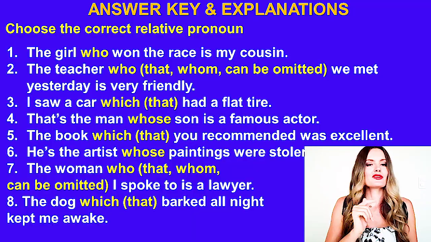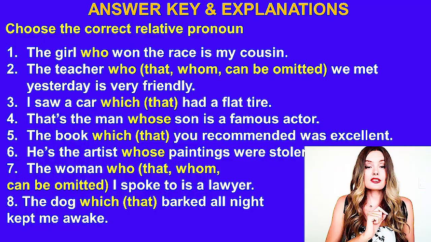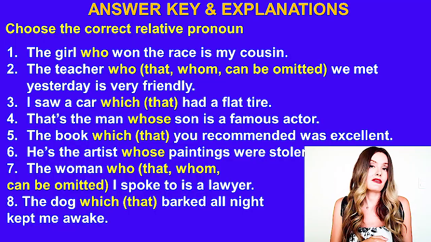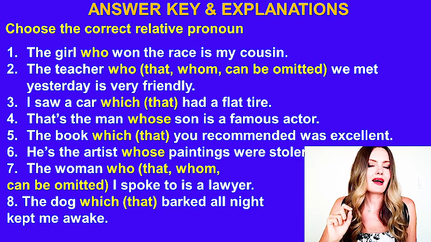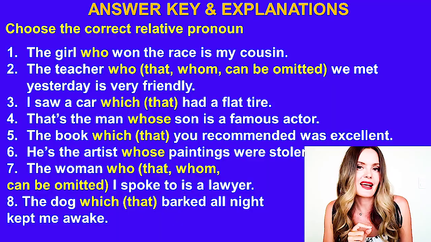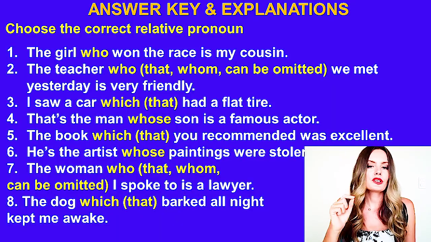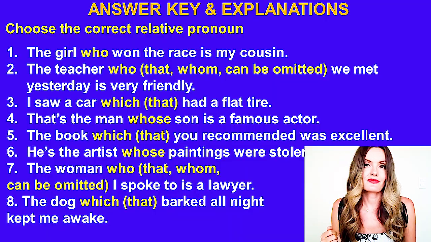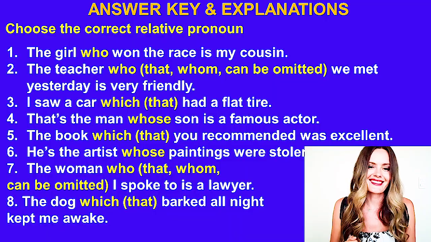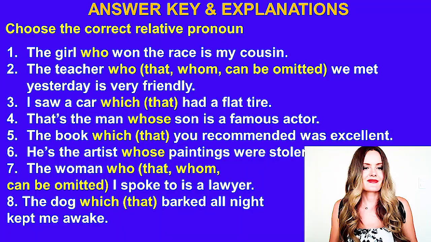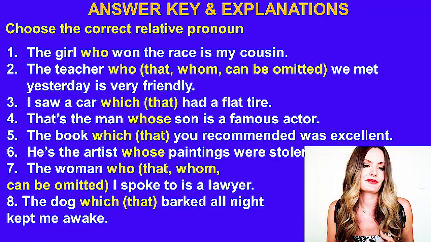Number 3, I saw a car which had a flat tire. I saw a car that had a flat tire. 2 options. Number 4, that's the man whose son is a famous actor. Number 5. The book which you recommended was excellent. The book that you recommended was excellent. Number 6. He is the artist whose paintings were stolen.